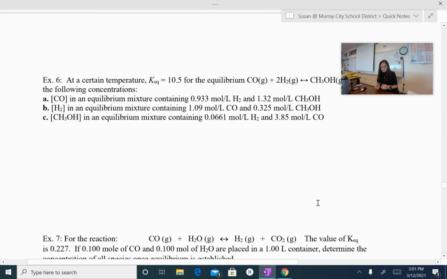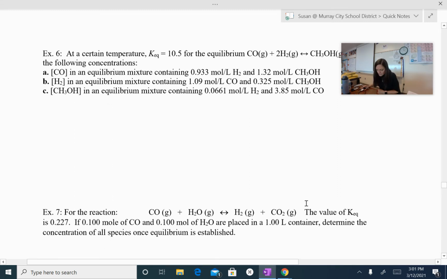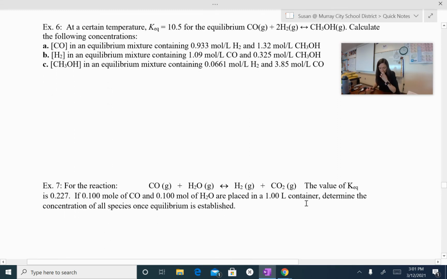At a certain temperature, our equilibrium constant is 10.5 for carbon monoxide plus hydrogen going to methane. No, this is methanol. Calculate the following concentrations. So I have carbon monoxide in an equilibrium containing 0.933 moles per liter hydrogen and 1.32 moles per liter of methanol.